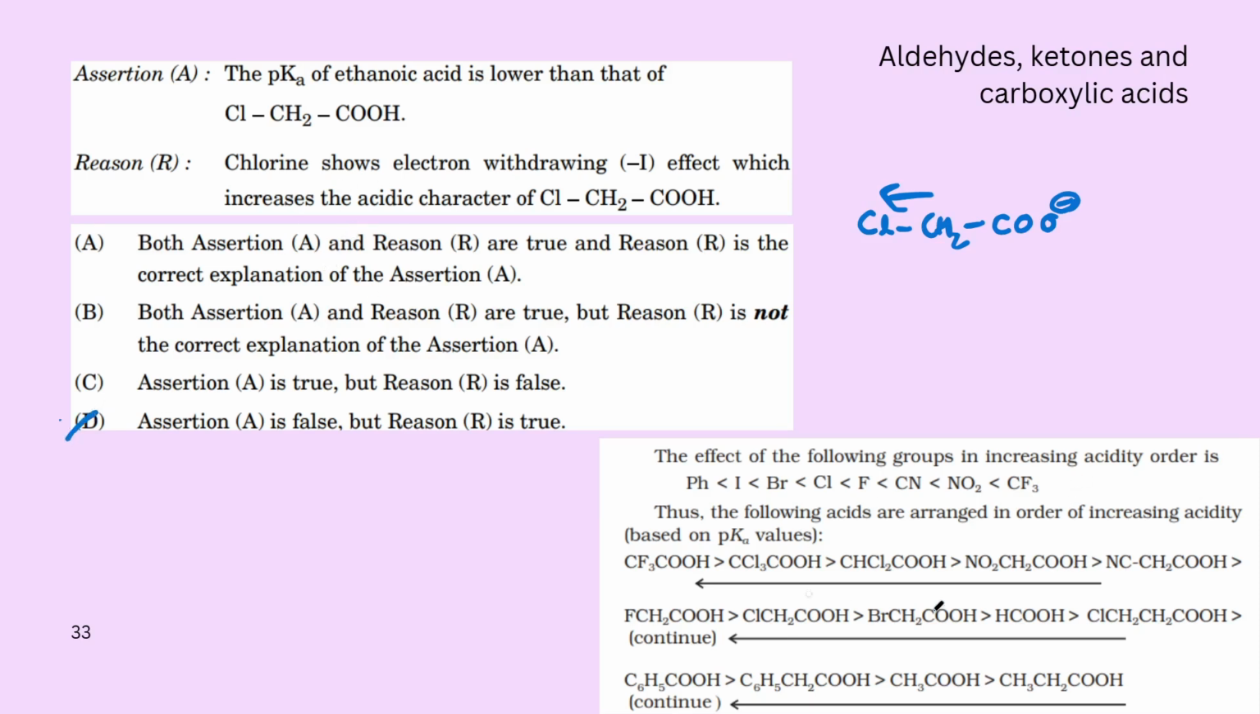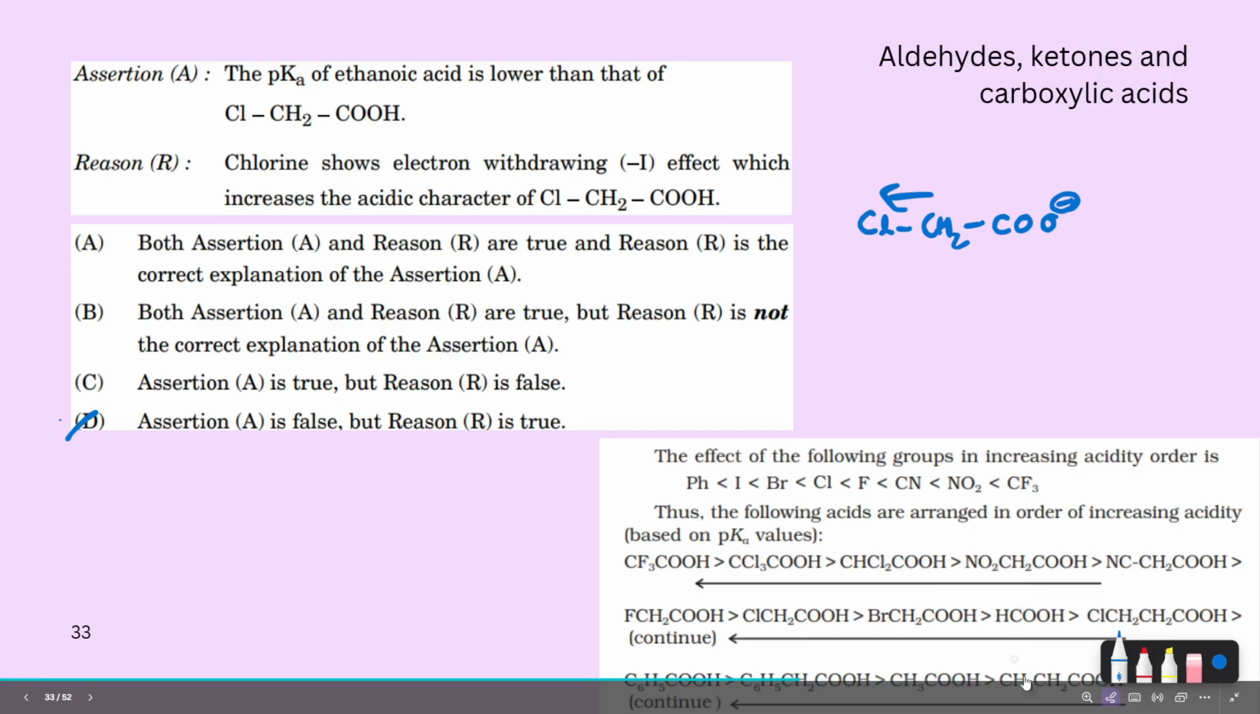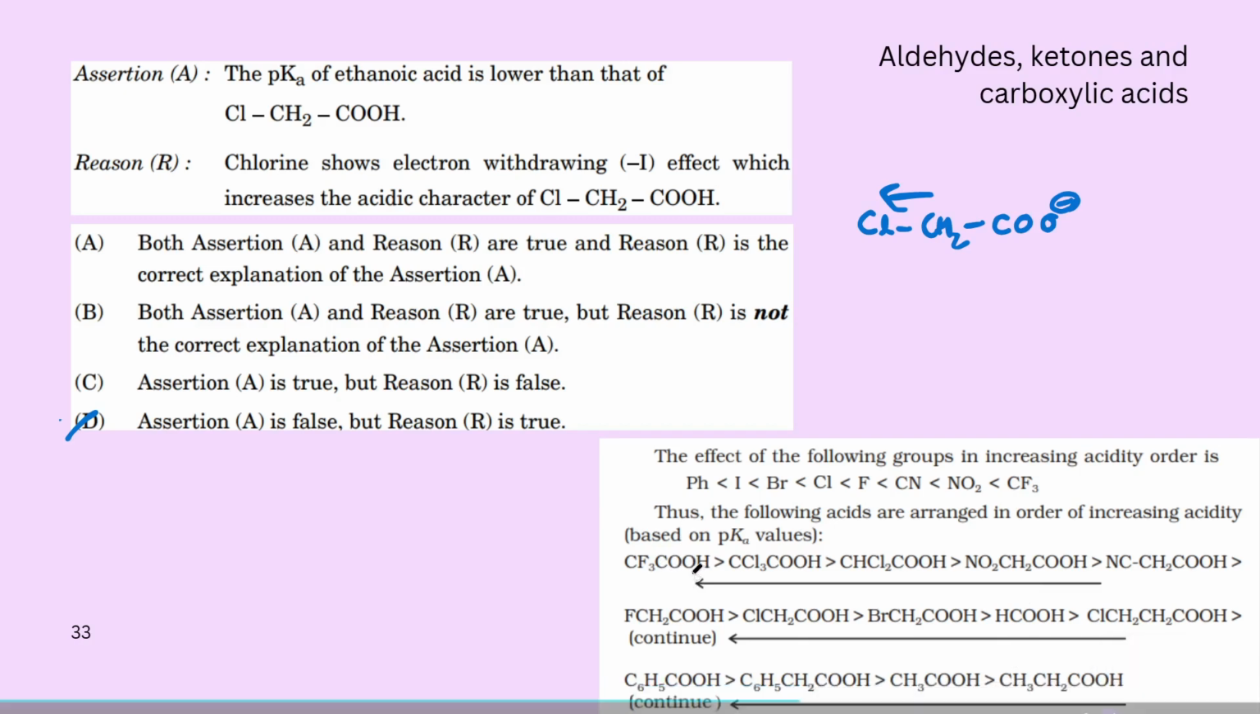And this is also given in your textbooks. You've been given the order of increasing acidity, based on how well these groups are able to pull the electrons towards themselves, and you have also been given how strong the acidity is. So this is the least acidic and this is the most acidic. The reason I mentioned all of this is because the next question is also related to this concept.